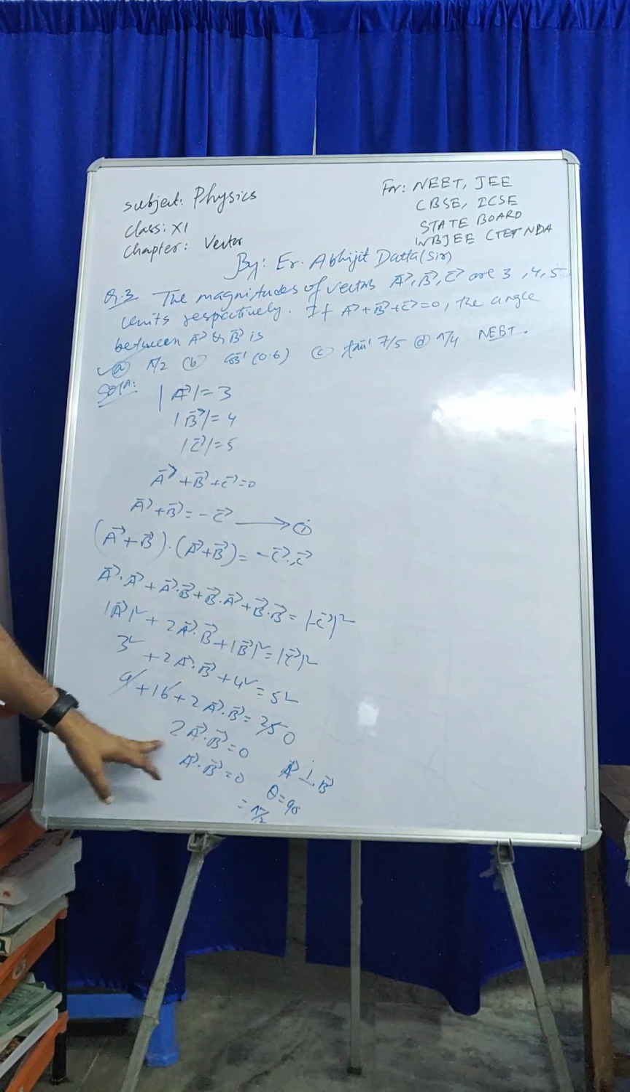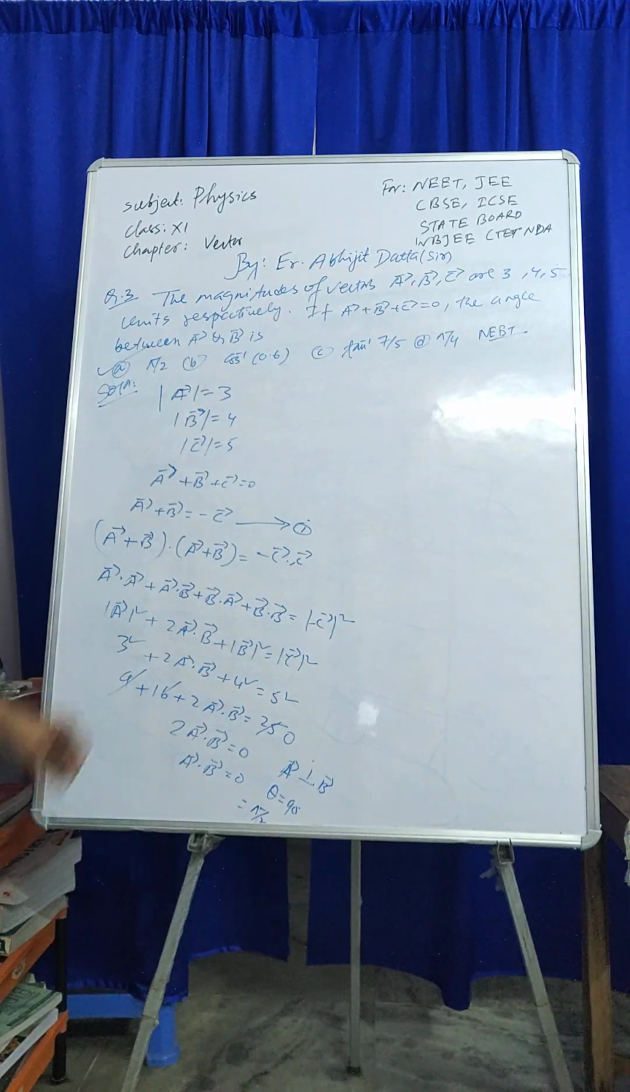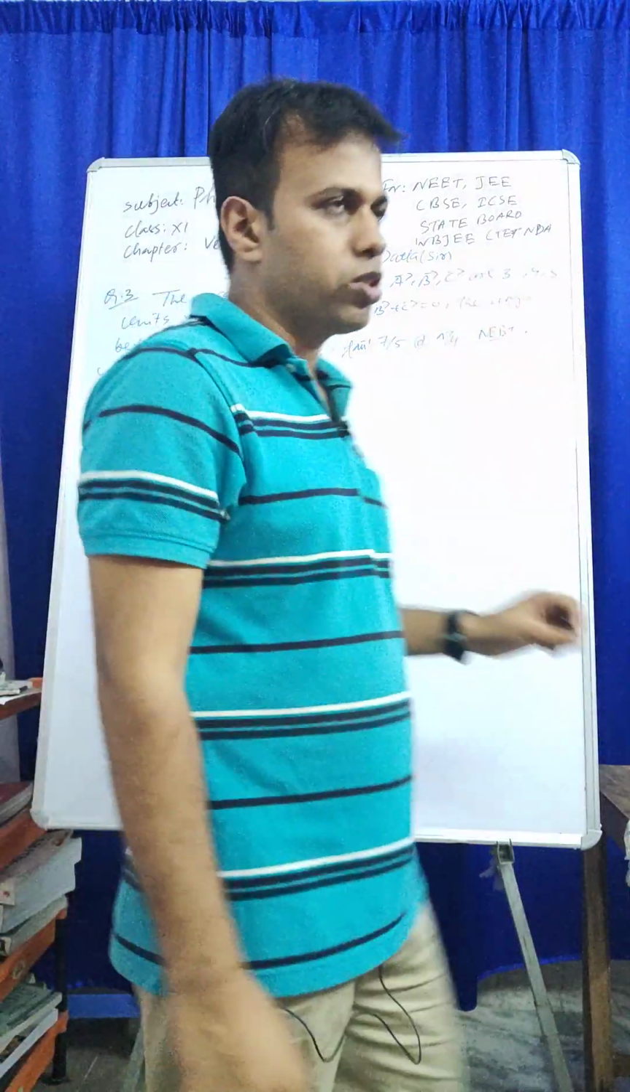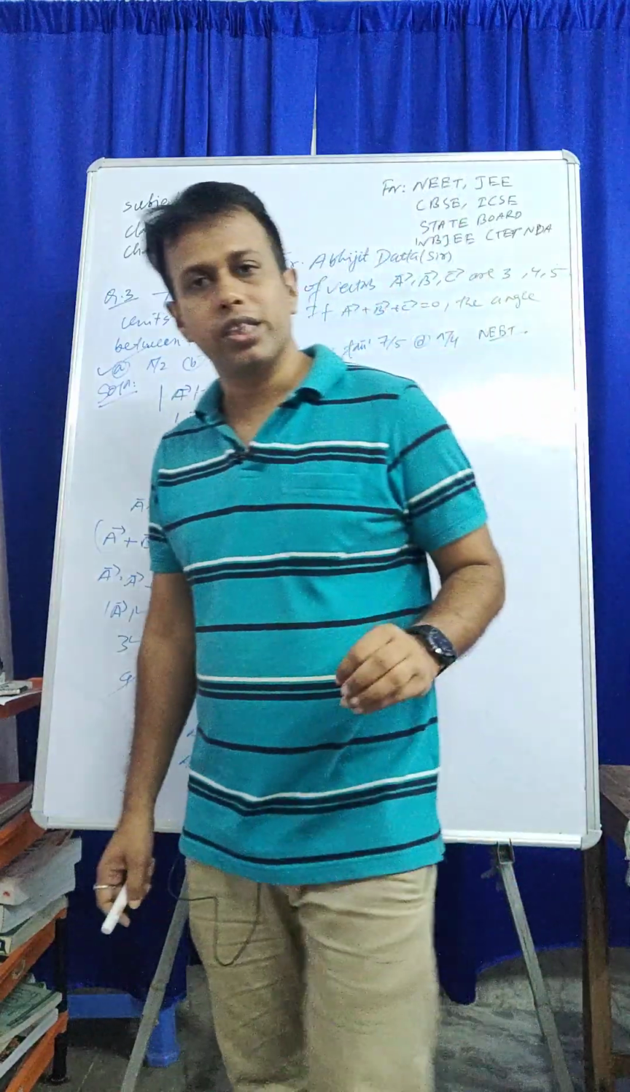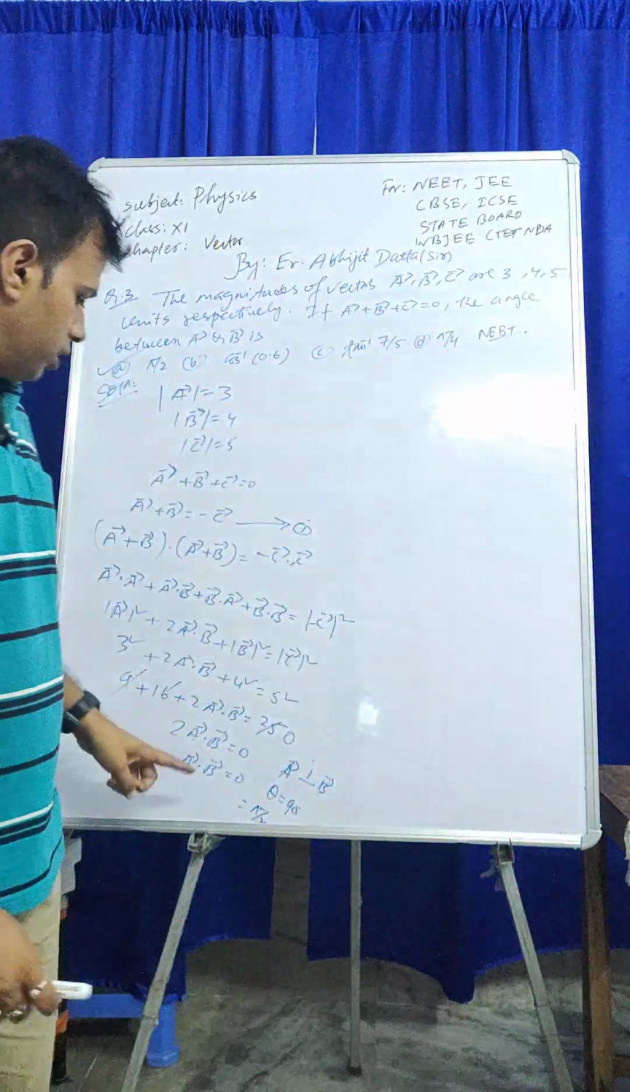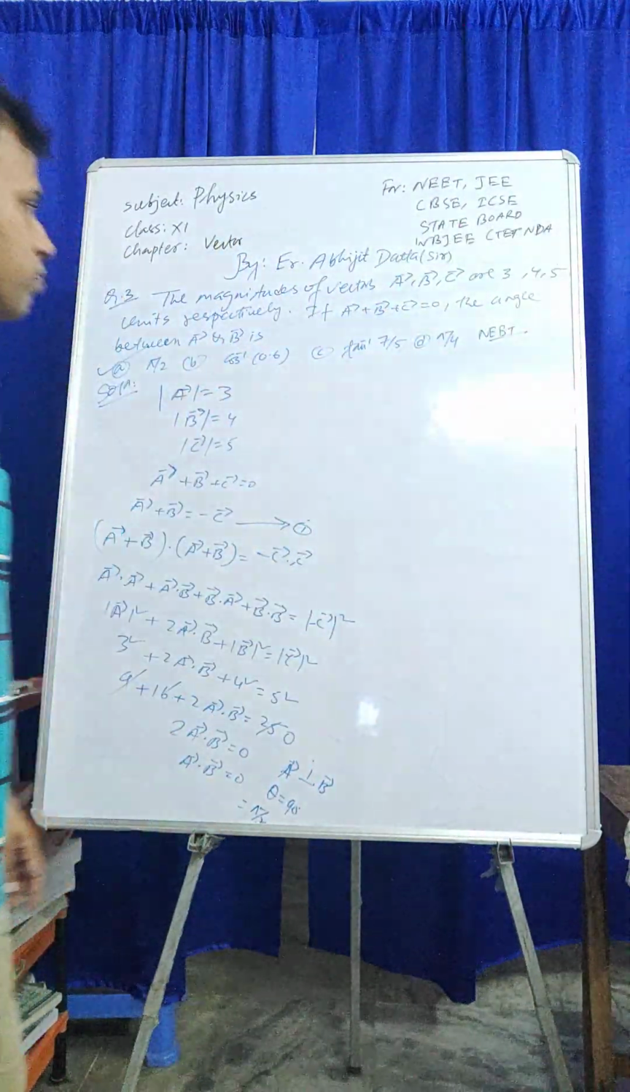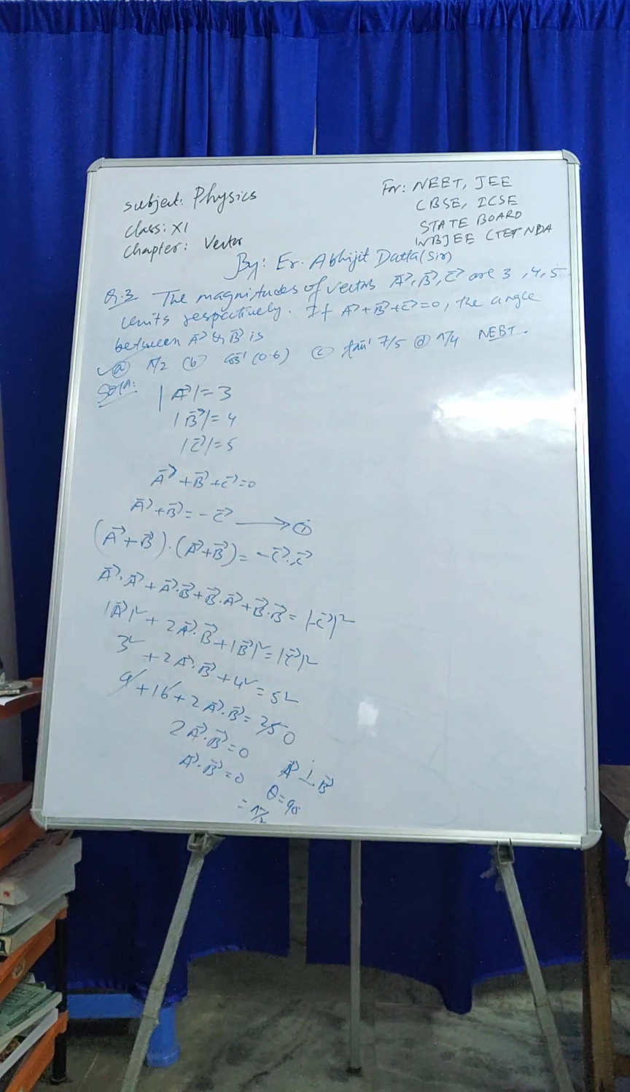So 9 plus 16 plus 2 A dot B equal to 25. So 2 A dot B equals 0, so A dot B will be 0. So the dot product of the two vectors is 0, so A and B will be perpendicular to each other, right? Fine. So theta will be 90 degrees.